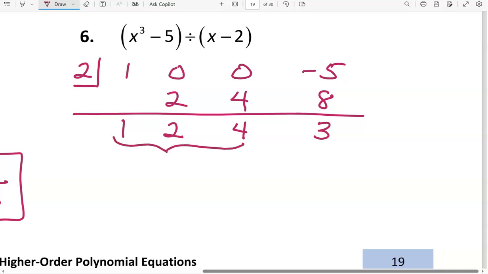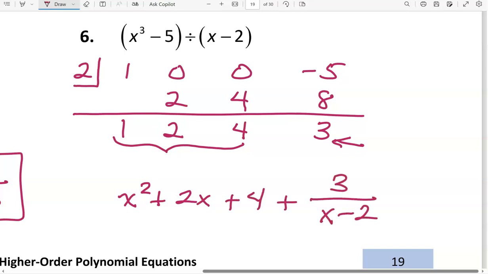Here's our coefficients for the quotient, and there's the remainder. So the quotient is x squared plus 2x plus 4 plus the remainder of 3 divided by the divisor x minus 2.